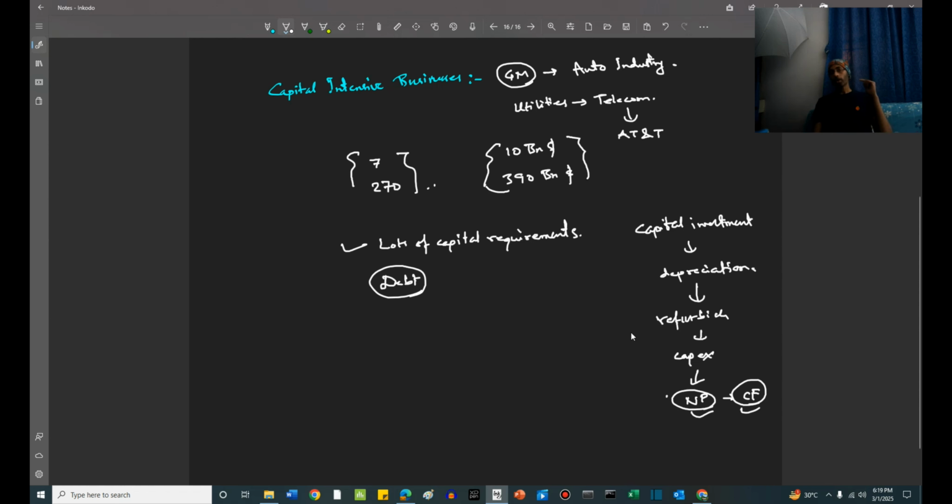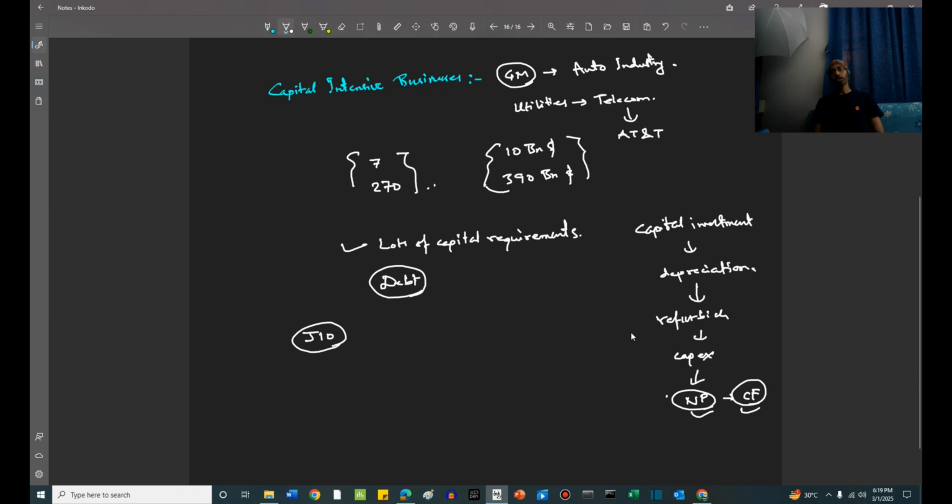They have to raise a lot of capital through debt because the returns on those assets are pretty slow to come, right? Let's say you're building transmission and distribution infrastructure or telecom infrastructure, you are spending in billions, right? I'll take an example: the Jio infrastructure of India.